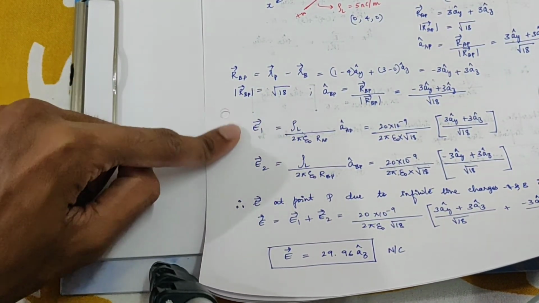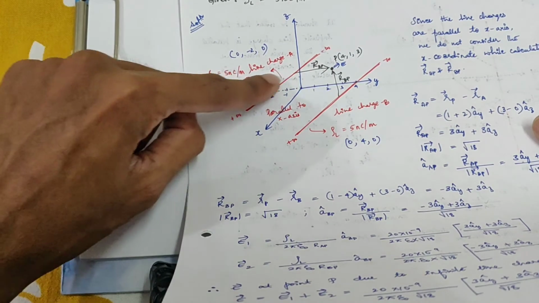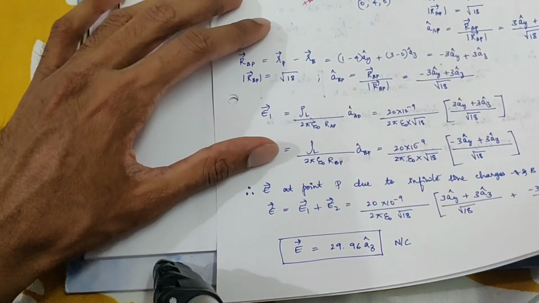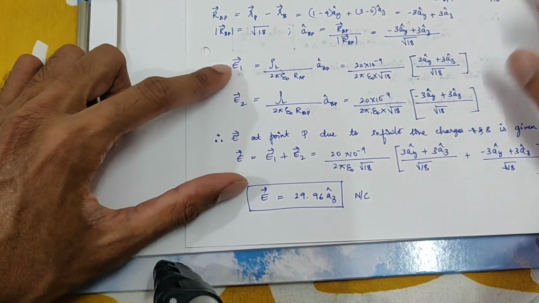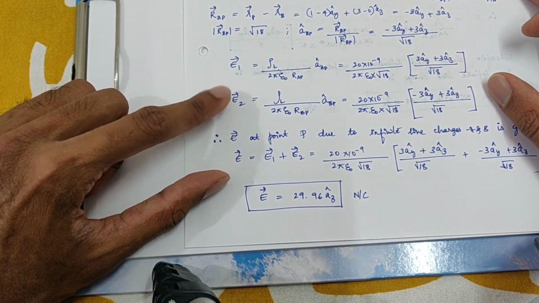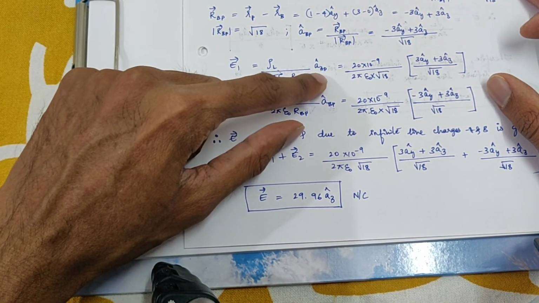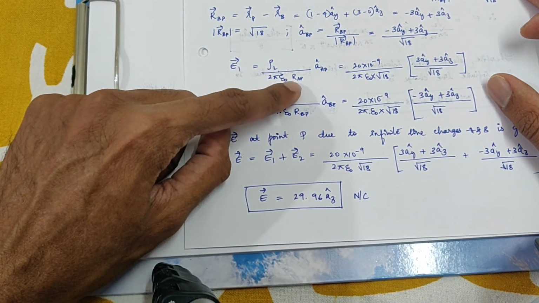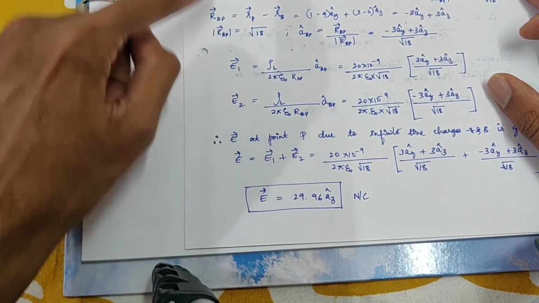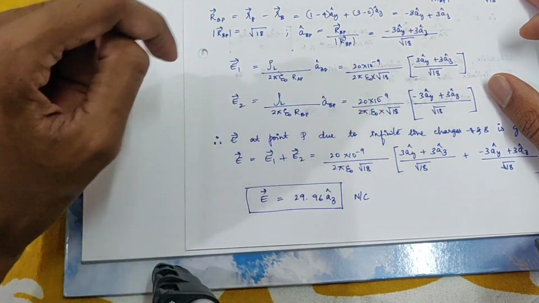The next step is to calculate the electric field intensity at this point P due to infinite line charge A and infinite line charge B, and then add them up. That is what I have done here. I have calculated the electric field intensity E1 due to the line charge A, and E2 is the electric field intensity due to line charge B. The formula, you know, is rho L times A AP cap divided by 2 pi epsilon naught RAP. You substitute everything for E1, and similarly for E2. The line charge density is given, and I've substituted everything.